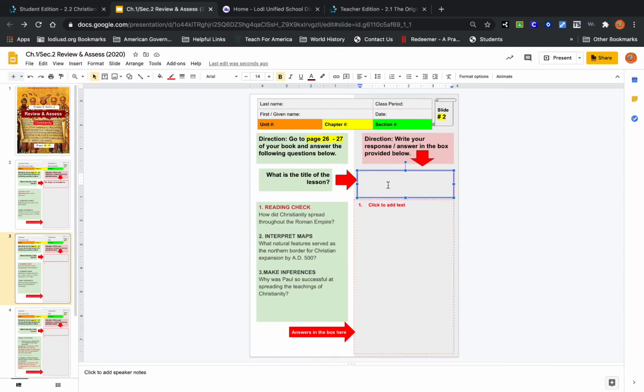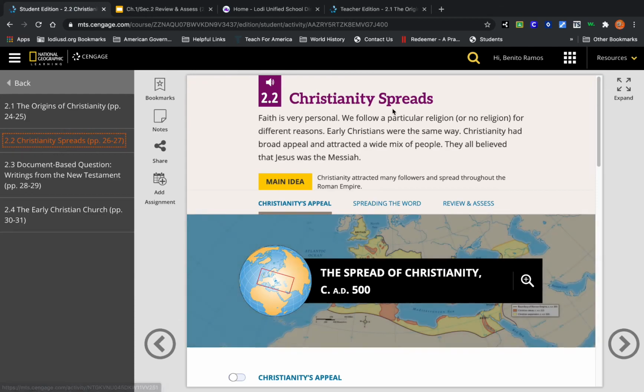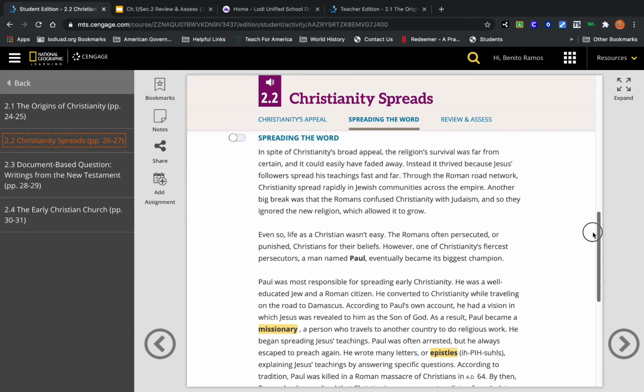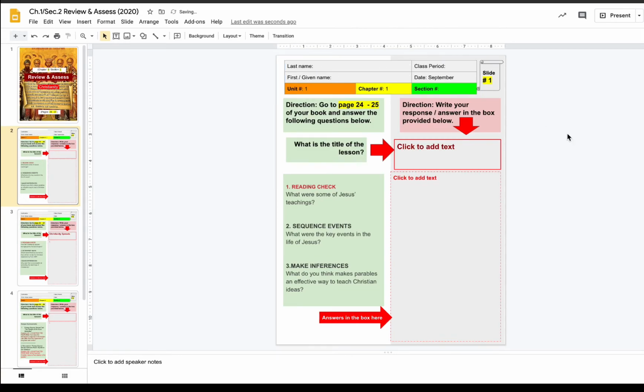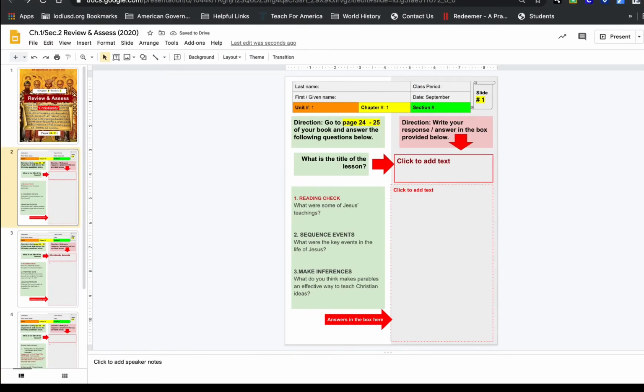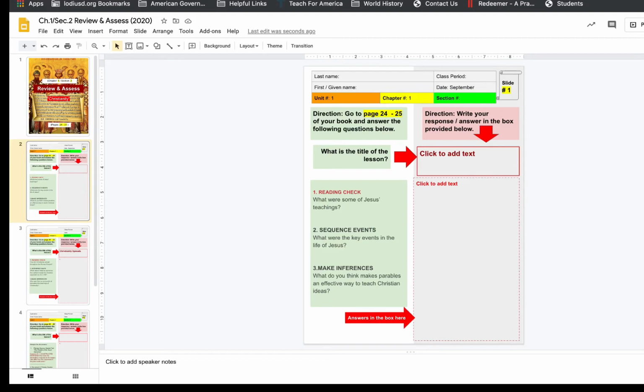Again, my goal is to upload a recorded lesson to guide you to answer this review and assess questions, this check for understanding questions that you will need to answer daily. So that's it. That's the review and assess assignment that you will need to do daily. Instead of responding to these questions for every lesson that I upload, you will write down your responses in this particular file so that they will be compiled, so that it's easy for us to access this information, and you can use this in the future as your reviewer.